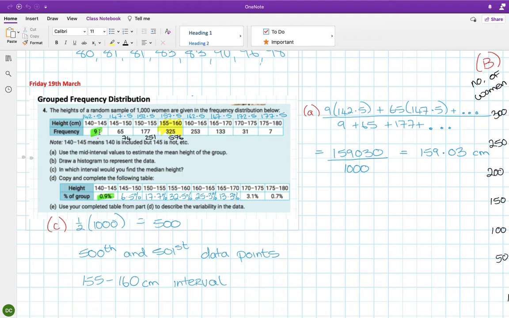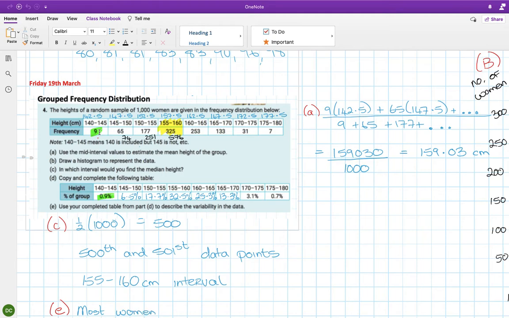And use your completed table from part D to describe the variability of the data. I actually already talked about the variability of the data. So, oh sorry, this is E. So most women, and by most women I mean 17.7 plus 32.5 plus 25.3 plus 13.3.